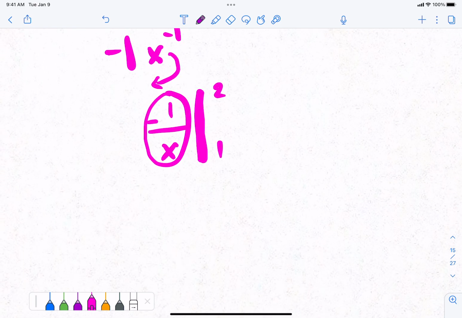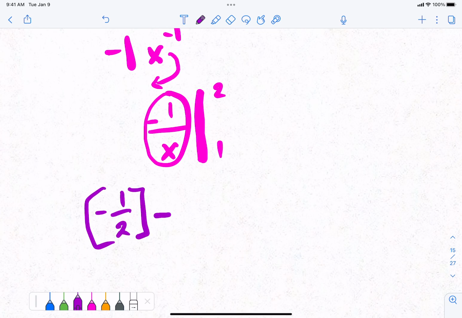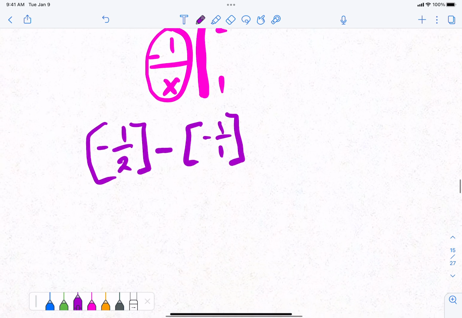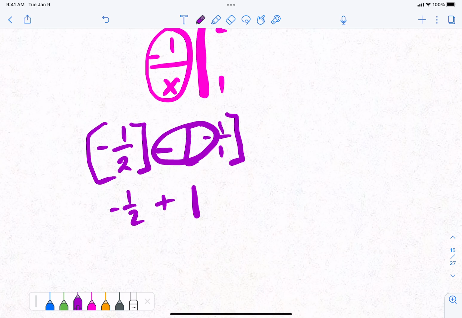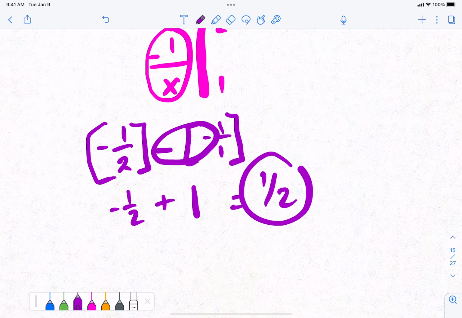So plugging in first, we're going to plug in the 2. So negative 1 over 2. That's my first thing, minus what I get when I plug 1 in, so negative 1 over 1. That's too many negatives. This is negative 1/2 minus negative 1, and two negatives make a positive. What's 1 over 1? 1. What's negative 1/2 plus 1? It's just 1/2. So it will have an area of 1/2.